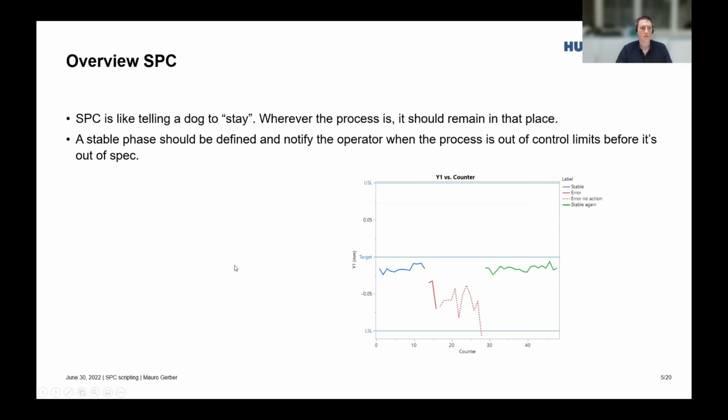So the idea of SPC is like telling a dog to stay where it is. We achieve this by defining a stable phase and saying if the process moves out of that window, it gives a notification before it gets out of spec, and we can take measurements to get back into stable again.